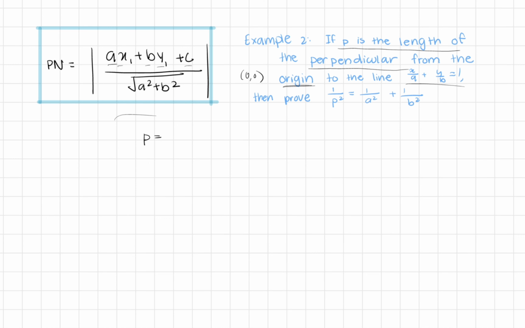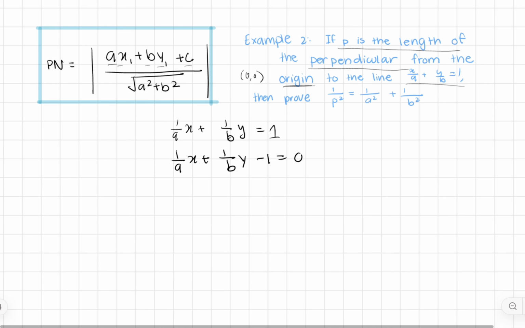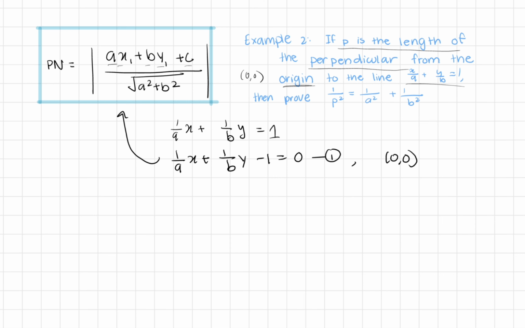Well, let's rewrite the line in standard form. That's basically just saying 1 over a x plus 1 over b y equals 1. And taking 1 to the other side, we get 1 over a x plus 1 over b y minus 1 equals 0. So that is the equation we are going to use, and we have our origin, which is (0, 0). Now we plug it in here. So we're going to find the length of the perpendicular starting from (0, 0) and dropped onto this line.